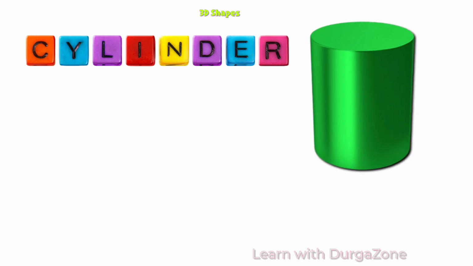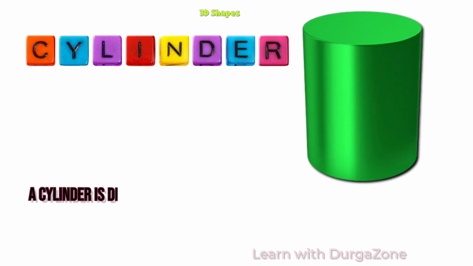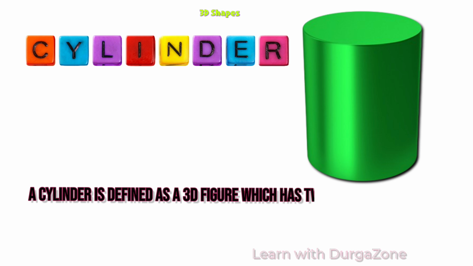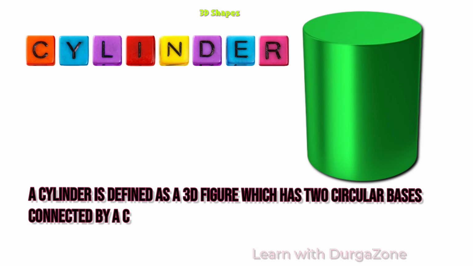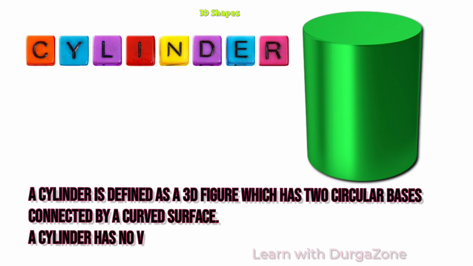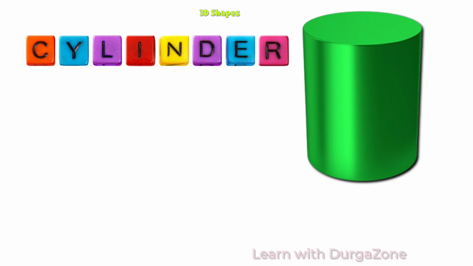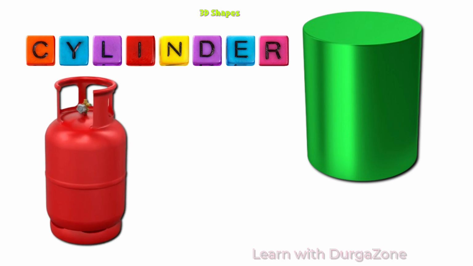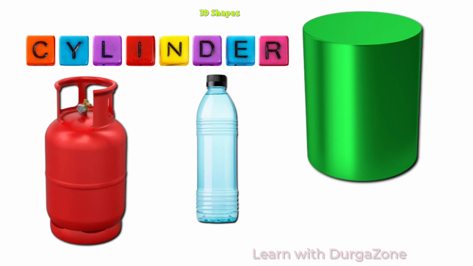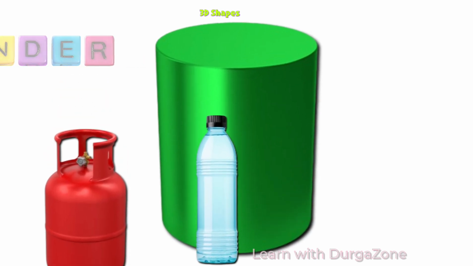Cylinder. This is a cylinder shape. A cylinder is defined as a 3D figure which has 2 circular bases connected by a curved surface. A cylinder has no vertex, 2 edges, 2 flat faces, which are circles, and 1 curved face. For example, an LPG gas cylinder and a water bottle look like a cylinder.